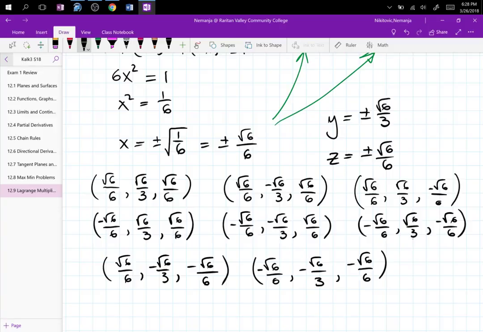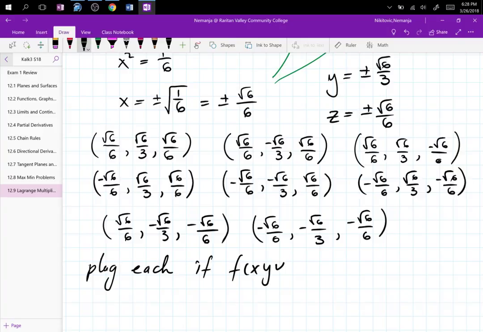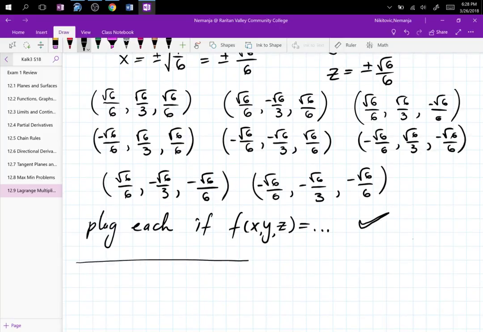Again, plug each in f of x, y, z. I'm not wasting another 30 minutes. And I'll put it here. I'm done. It could be a good exercise if you are tutoring anyone in 6th grade.